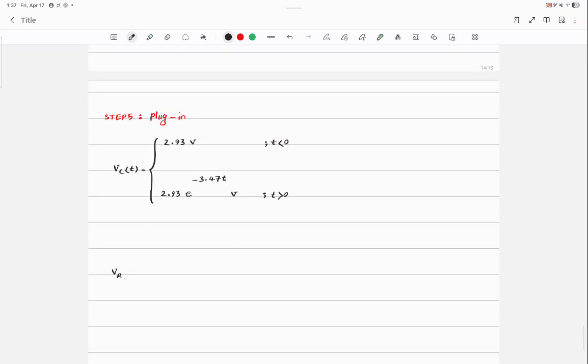And then VR of t. I'm very happy because the class is being done. Thank you for all the energy. 1.83 e to the power of negative 3.47 t.